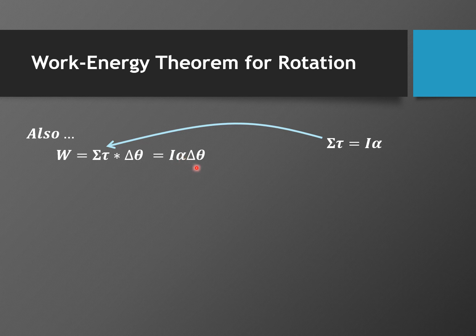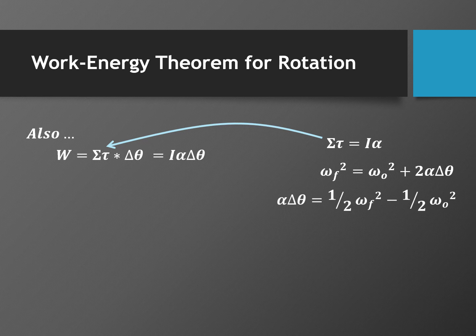Now that angular acceleration times angular displacement shows up in one of our kinematic equations where final angular velocity squared equals initial angular velocity squared plus 2 times angular acceleration times angular displacement. So to isolate my angular acceleration times angular displacement, I'm going to take the initial angular velocity squared to the other side, it becomes negative, and then we divide each one of those by 2 or multiply by 1/2, and that gives us our angular acceleration times angular displacement. Plug that in. Then we get the moment of inertia on the outside.